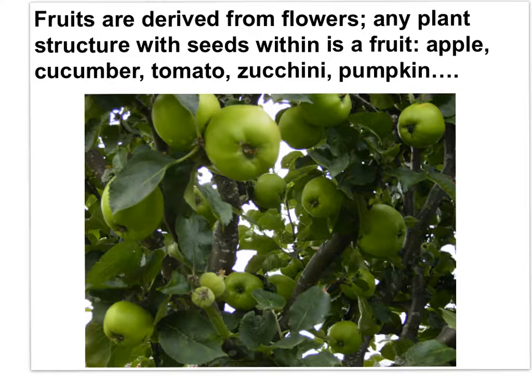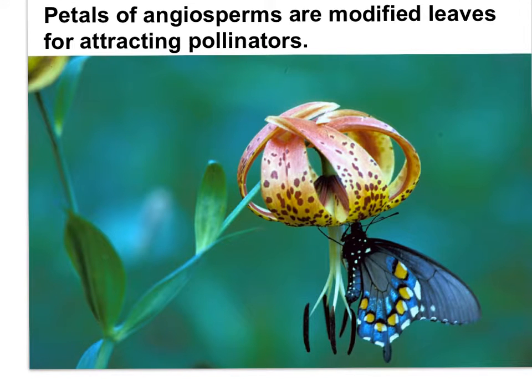Any plant structure that has seeds within a fleshy tissue is called a fruit, and the fruit has originated from a flower. Fruits would include apple, cucumber, tomato, zucchini, pumpkin, and so on. The petals of angiosperms are modified leaves for attracting pollinators. Pollinators, like this insect, serve to move the pollen, within which is the sperm cell.